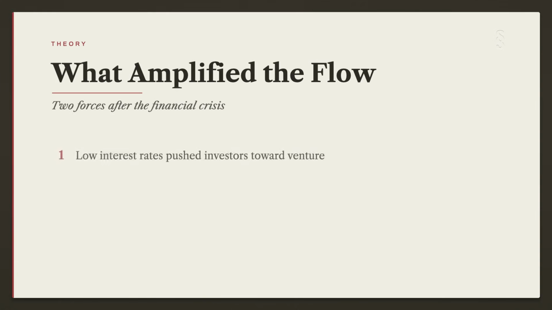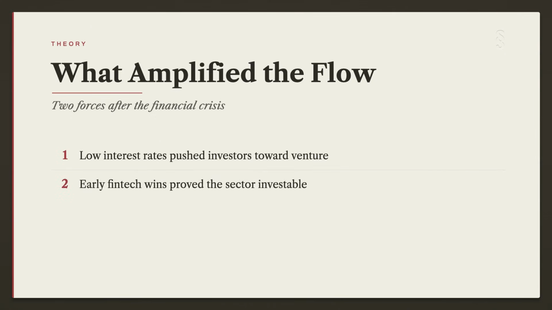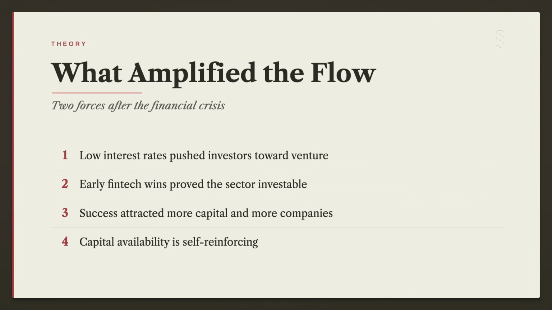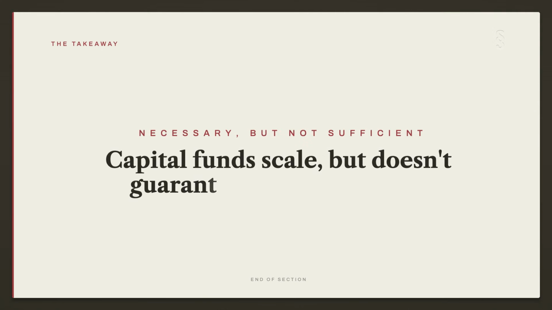2 forces amplified this after the crisis. Years of low interest rates pushed institutions to search harder for returns, and early fintech successes proved the sector investable, attracting further capital in a self-reinforcing loop. But capital doesn't create good businesses. The same dynamic also funded companies with no path to profit, which later contractions cleared out. Capital availability is necessary but often overstated. Without it, ideas never reach scale, but capital alone can't build a viable business.